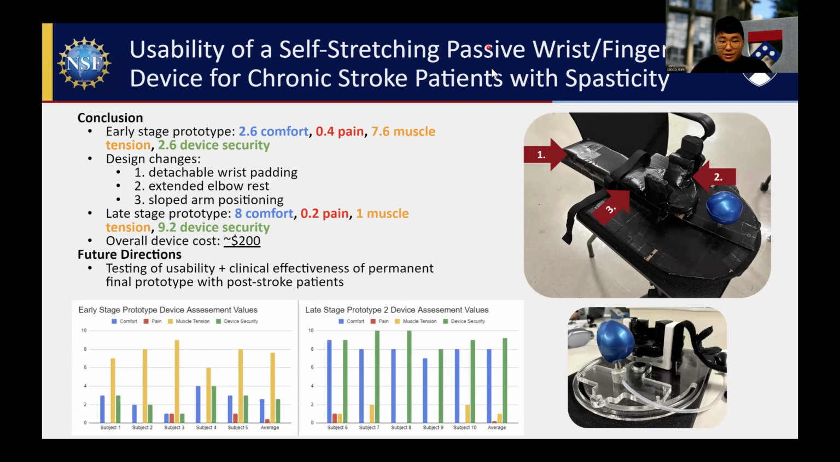For our future directions, we plan on testing the usability and clinical effectiveness of the more permanent final prototype, as you can see over here, with both healthy controls and with post-stroke patients.